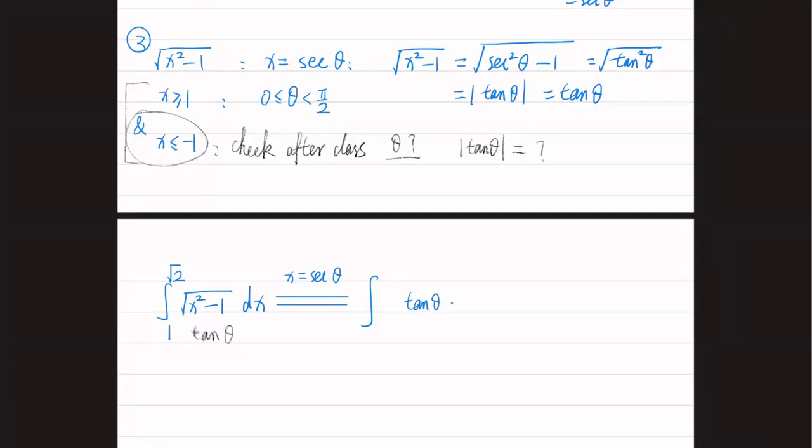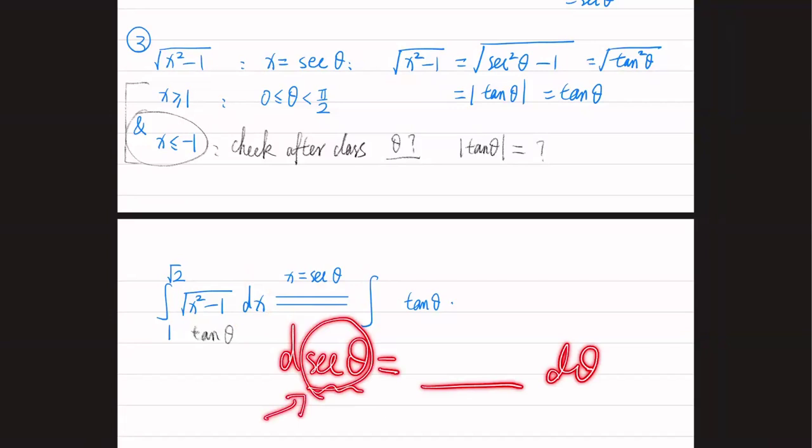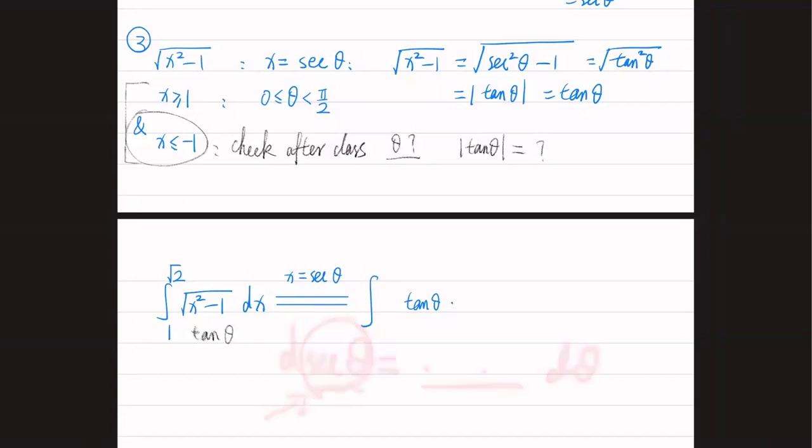Sophia, how do you find dx? x is secant theta, so what's d secant? Something d theta. What's the derivative of secant? Tangent and secant. Okay, secant.